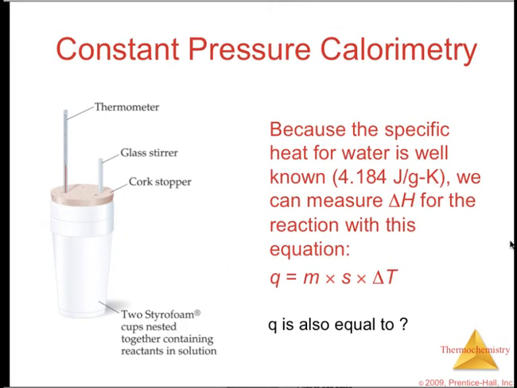Okay, so constant pressure calorimetry. Because the specific heat for water is well known, that 4.184 joules per gram Kelvin, we can measure the delta H for this reaction with this equation. So Q is equal to m, this should be c, delta T, the heat capacity of water. So that's equal to the heat released by the reaction. So Q is equal to actually the delta H of the reaction.